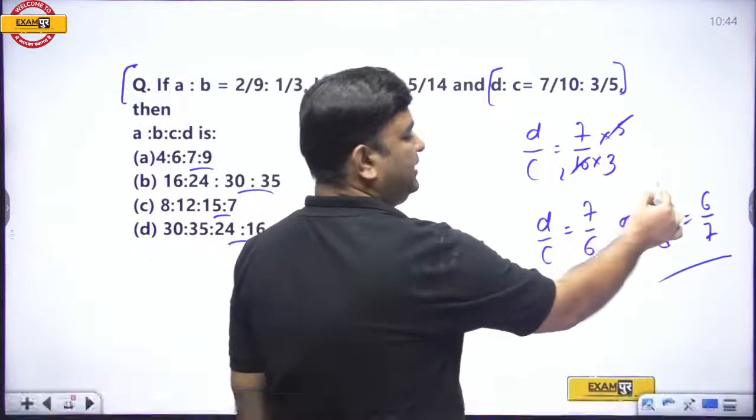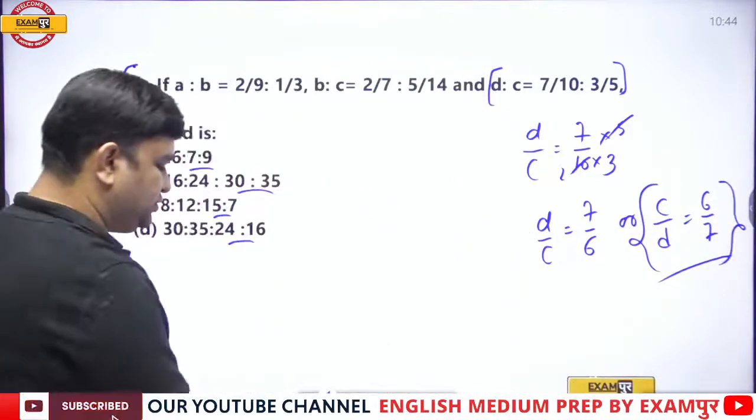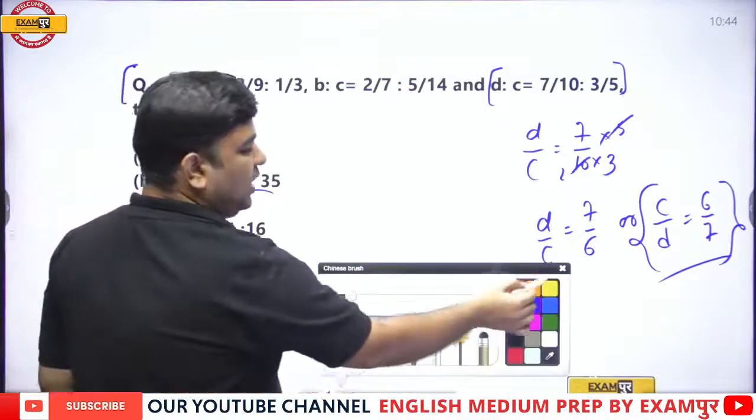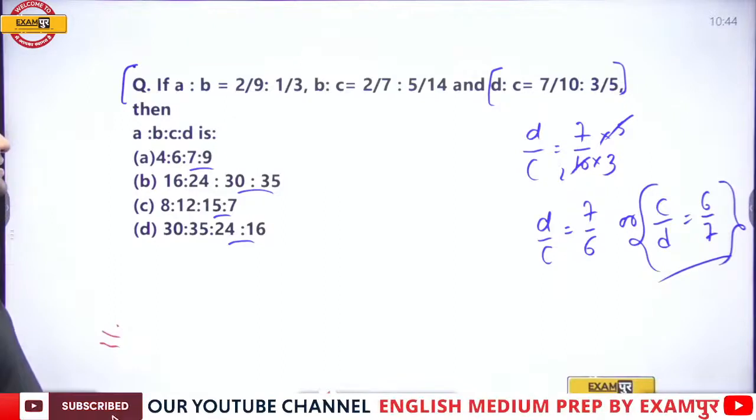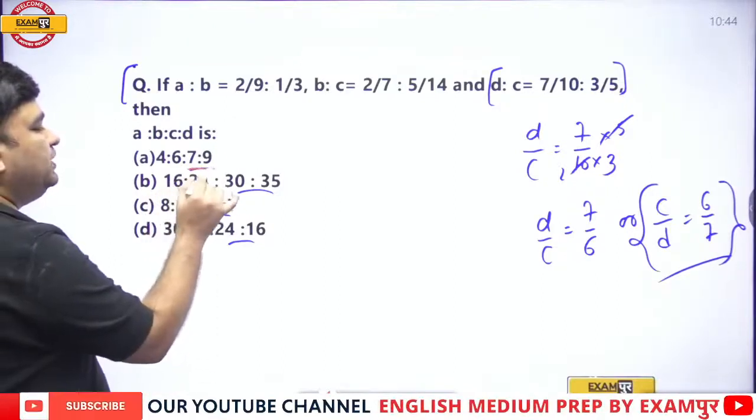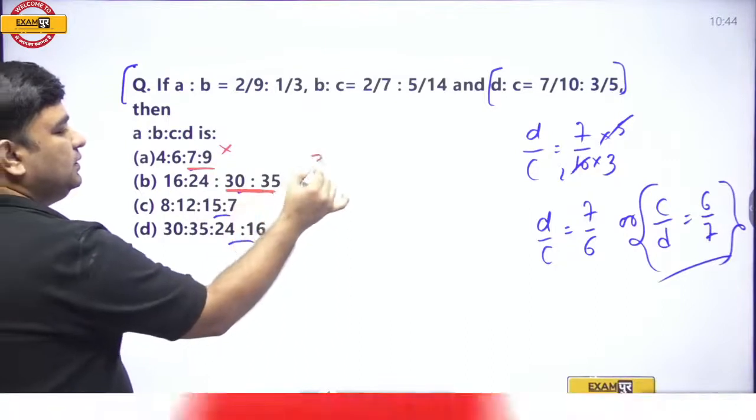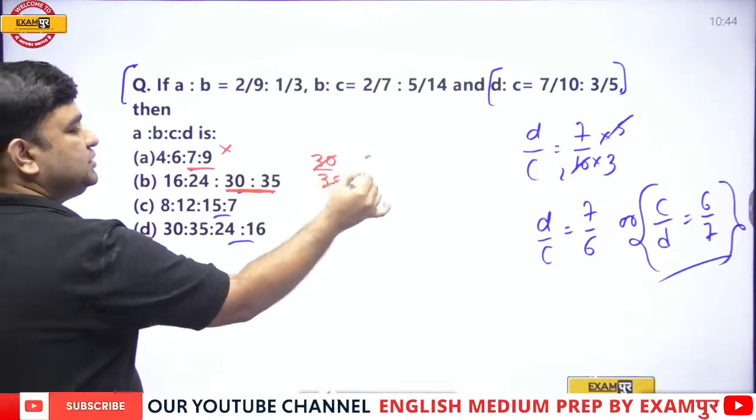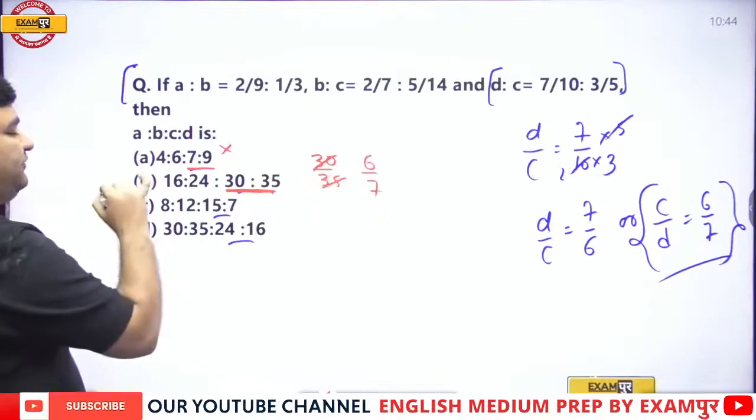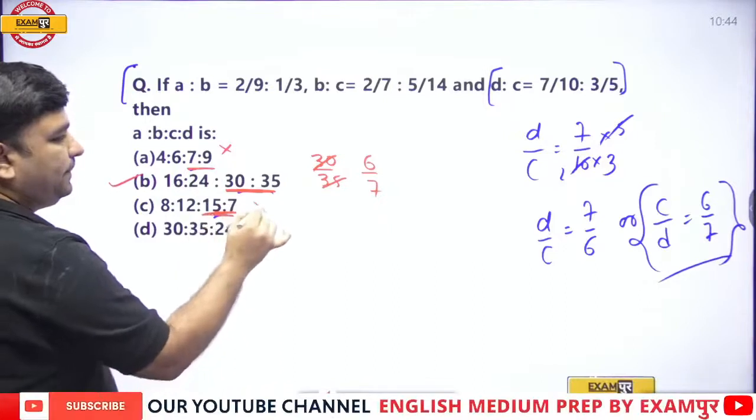Now let's check in which option C and D are maintaining the ratio 6:7. No, it's not 6:7. It's 30:35. 6:7, yeah, this can be the possibility if all the others get eliminated. This is not 6:7.